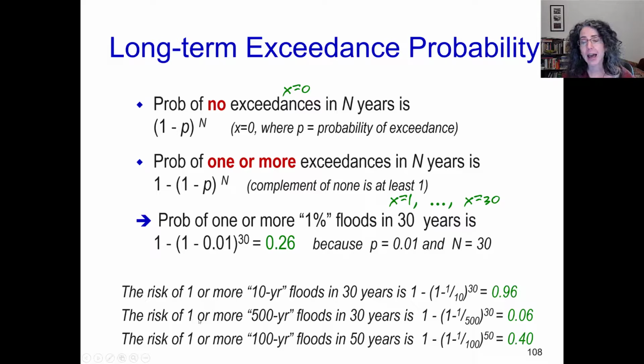Let's instead look at a much larger flood with a smaller probability. So the risk of 1 or more 500-year floods or 0.2% chance exceedance floods in 30 years is 6%. Right? So our probability has gone from 0.2% in 1 year to 6% across 30 years. So again, a more understandable number. And then if we look at 50 years, which is the life cycle of some of our projects, the risk of 1 or more 100-year floods in 50 years is 40%.